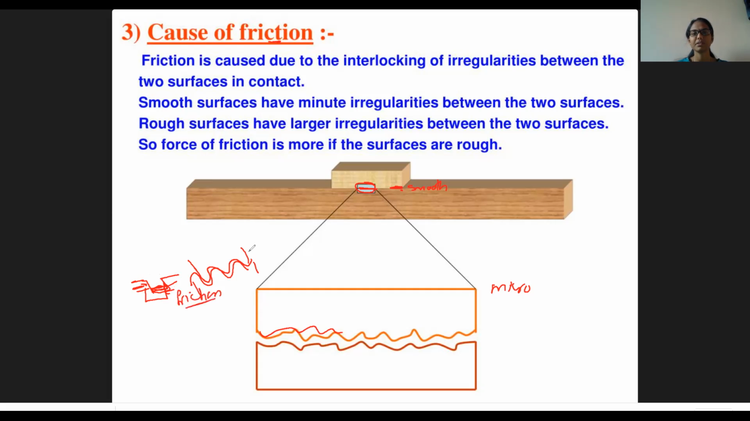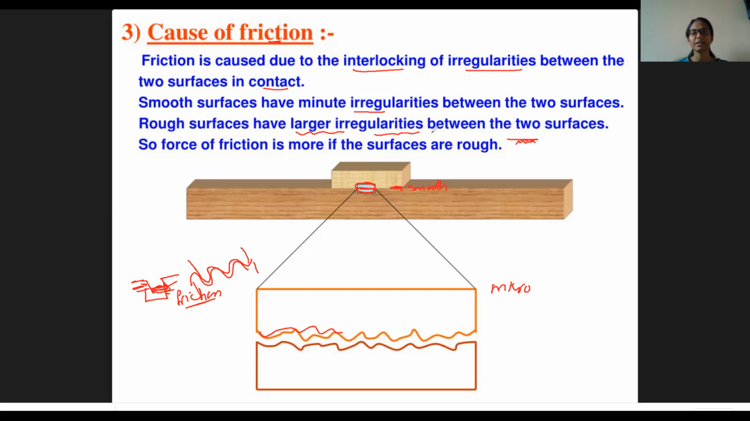Clear, children, how does friction cause? Because of interlocking of irregularities between the two surfaces when they are in contact. That is how friction arises. Smooth surfaces have minute irregularities. If you think of a smooth surface, you have very minute irregularities between the two surfaces. And you can take rough surfaces like sand paper, or any road. The surface is very rough. In that condition, you can see a large number of irregularities.